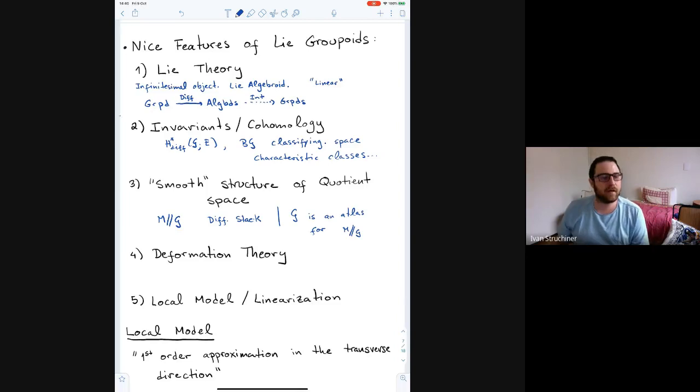So it's like a desingularization. I mean, sometimes you want to work on the quotient space. It's not smooth, but you can work on the Lie groupoid if you do things up to an equivalence called Morita equivalence of Lie groupoids, which just remembers the transverse direction. So it just remembers the directions in the quotient space.